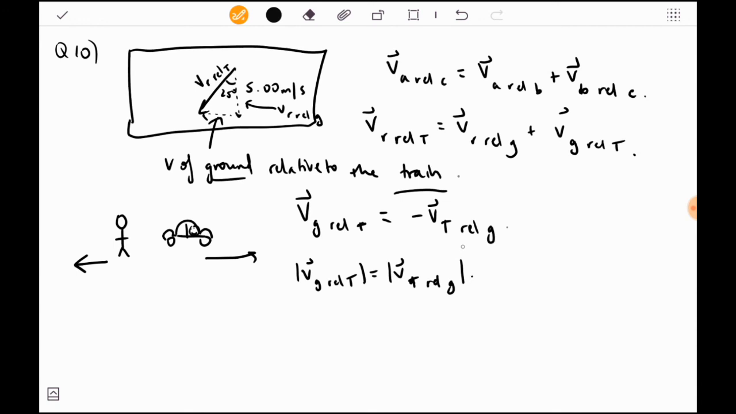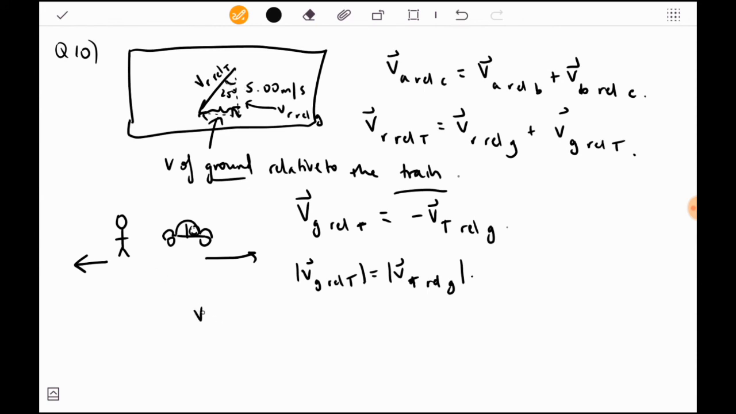So the question asks us how fast the train is moving. So we don't need to worry about the direction, we just want to know the magnitude. So we just need to find the length of this vector here. And because we have a right angled triangle here, and we have one side and we have one angle, we can just use trigonometry to find that. So if we look at this, we can see that this is just the tan ratio. We have the opposite over the adjacent.